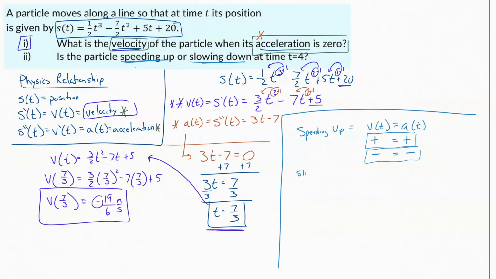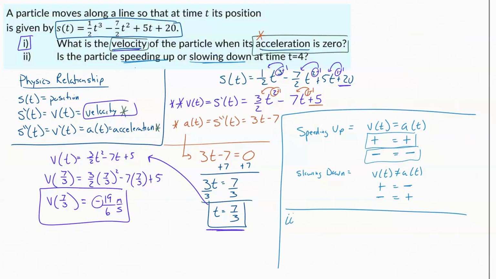And then the other way this could come is saying you're slowing down. Well, that means your velocity and acceleration aren't equal to each other as far as positive or negative. So if your velocity is positive and your acceleration is negative, that means you're slowing down. And if your velocity is negative and your acceleration is positive, that means you're slowing down. Your pieces are going in the opposite direction.